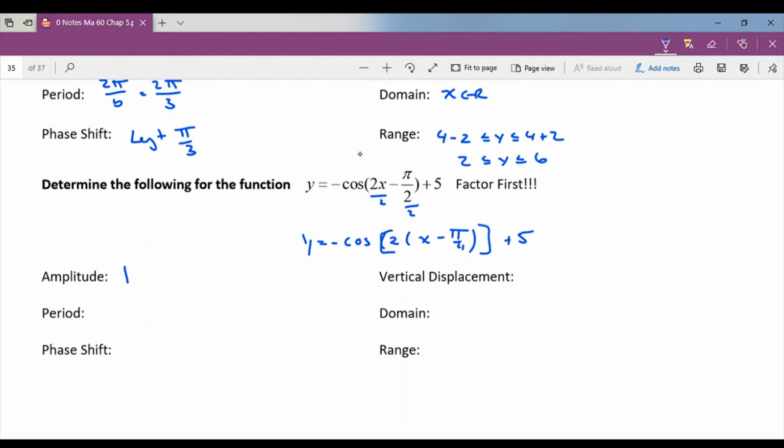The period is 2 pi by 2, or pi. The phase shift is going to be right, pi by 4. The vertical displacement is up 5. Domain is x ∈ R. And the range is going to go from 5 minus 1 up to 5 plus 1. So it's going to go from 4 up to 6.